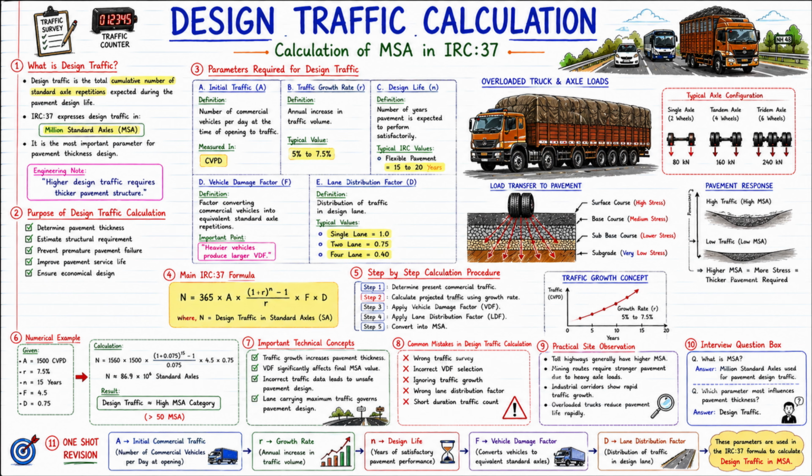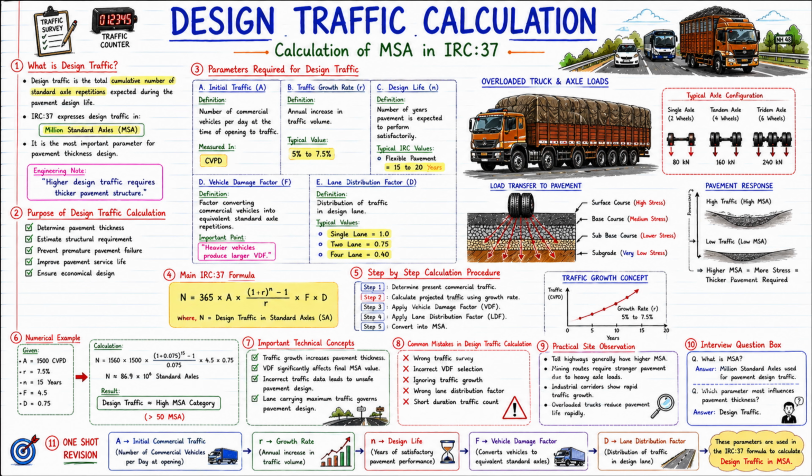Now the most important section of the slide begins. 3. Key parameters required for design traffic. Here all the parameters used in the IRC 37 formula are given. A. Initial traffic, A. Now what is initial traffic? How many commercial vehicles are running daily at opening time? Measured in CVPD, commercial vehicles per day. Now understand the practical: if heavy truck movement on the highway is there from the beginning, then future MSA will also come out more.